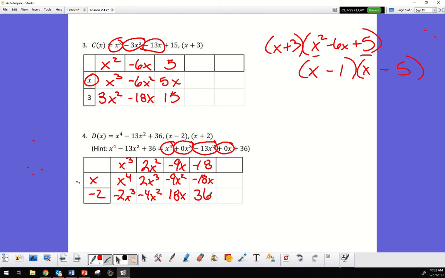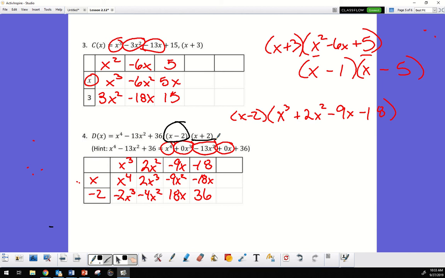All right, let's see what I have here. So it's going to be x minus 2, and what's going to be left after that? X cubed plus 2x squared minus 9x minus 18. Now this is the next one I'm doing. I did the first one because I have two of these, and now I have to do the second one.